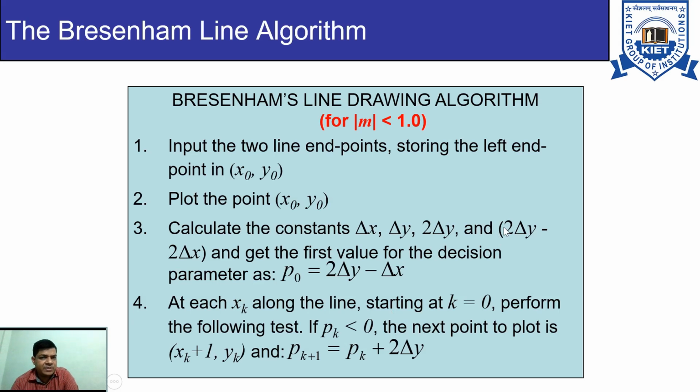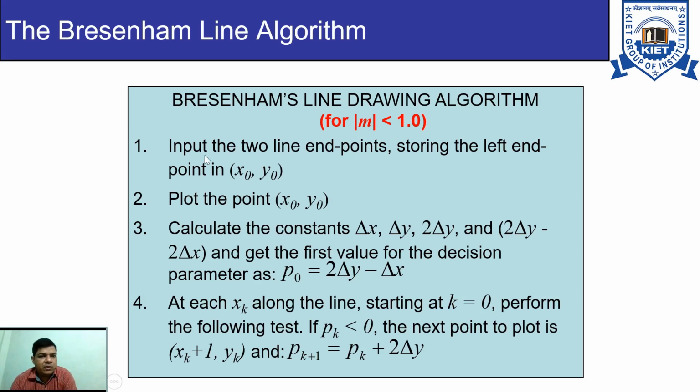So here is Bresenham's algorithm, and you should keep in mind that this algorithm is designed for a slope less than 1. If you want to implement this algorithm for a slope greater than 1, you have to change some values. You have to change some parameters to implement the line whose slope is more than 1.